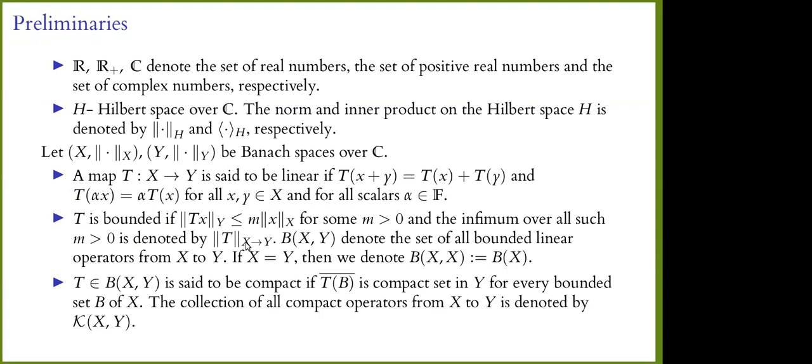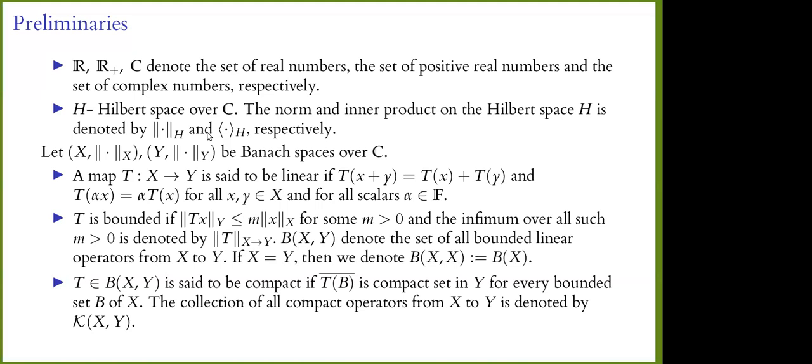So throughout the talk, R, R plus, and C denote the set of all real numbers, positive real numbers, and the complex numbers, respectively. We consider H to be a Hilbert space over the complex field C, and the norm and inner product on H are denoted respectively by these symbols.